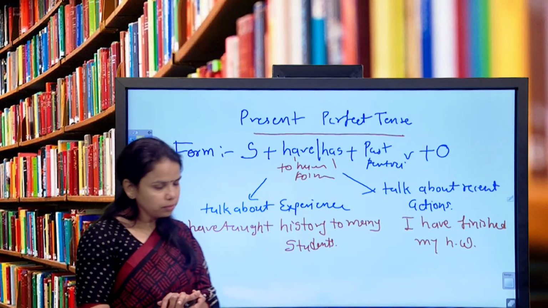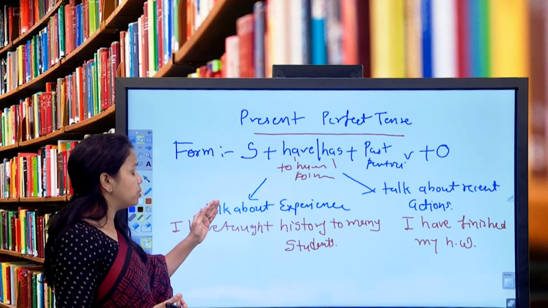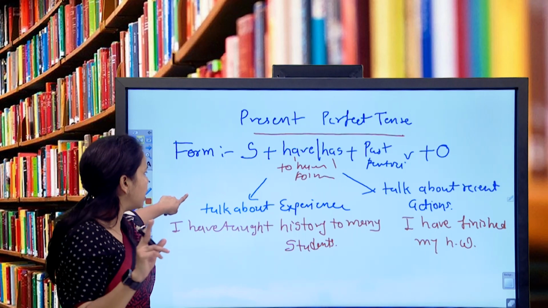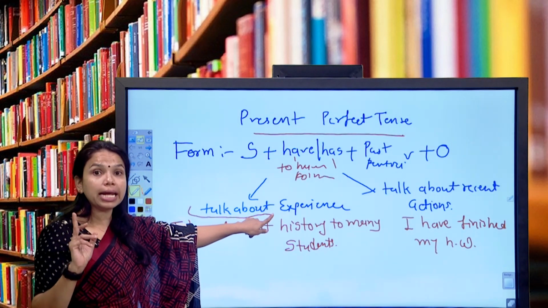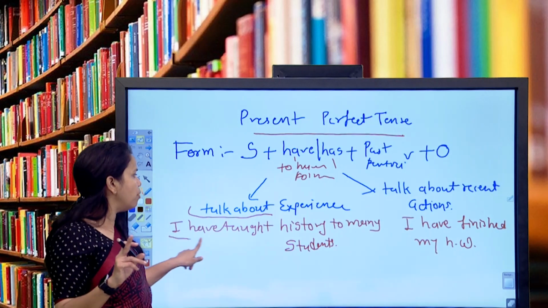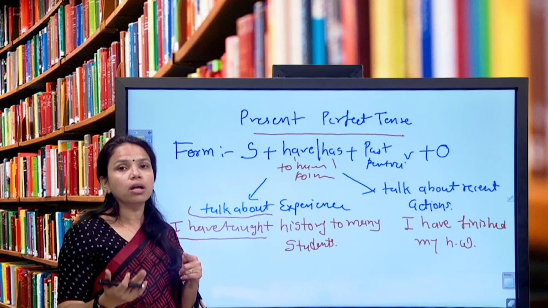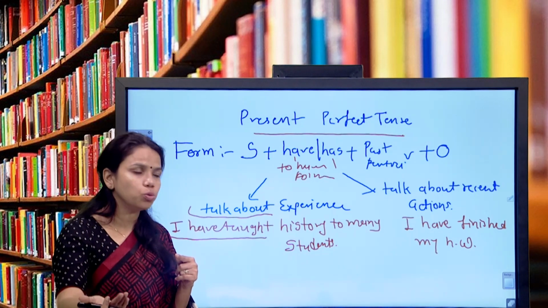So the present perfect tense means we talk about experience. It has two main uses. The first use is to talk about experiences. I have taught history to many students, right? I have taught history to many students.